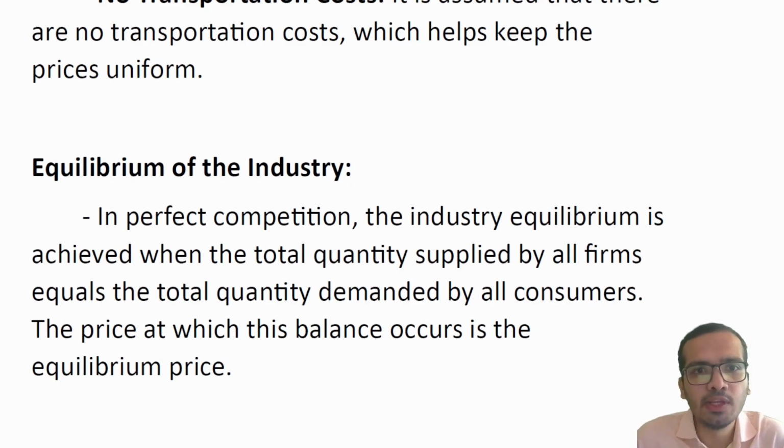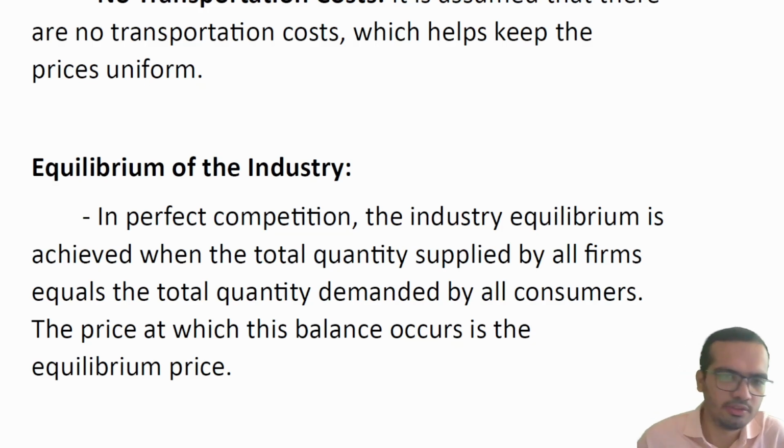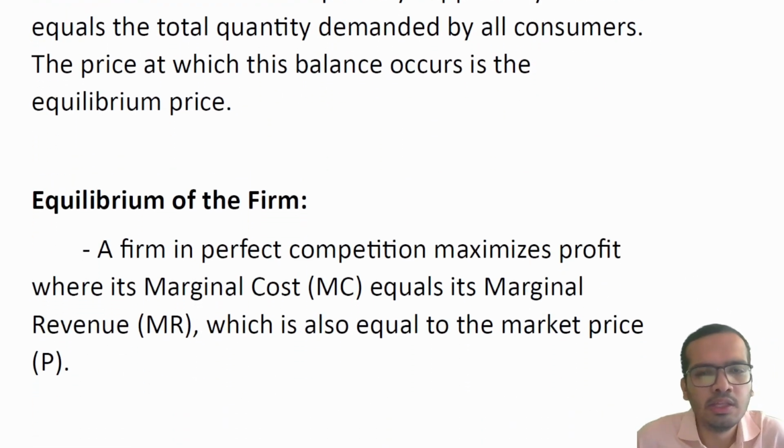Then comes equilibrium of the industry. In perfect competition, industry equilibrium is achieved when the total quantity supplied by all the firms equals the total quantity demanded by all consumers. The price at which this balance occurs is the equilibrium price. Then comes equilibrium of the firm. A firm in perfect competition maximizes profit where its marginal cost, that is additional cost, equals marginal revenue, which is also equal to the market price.